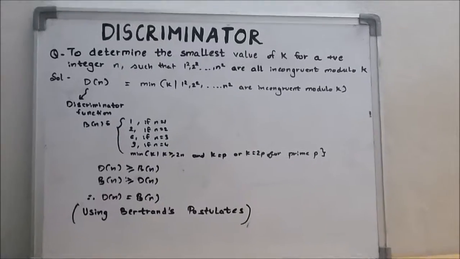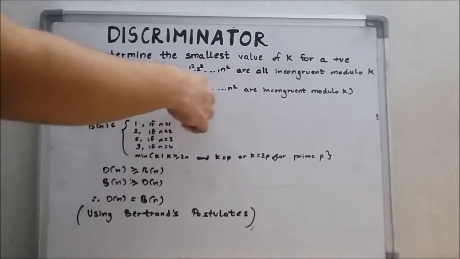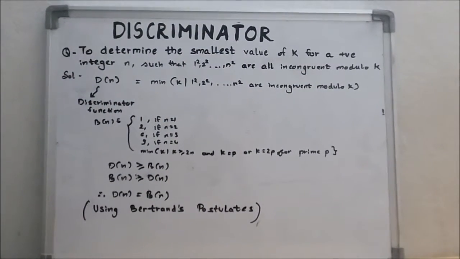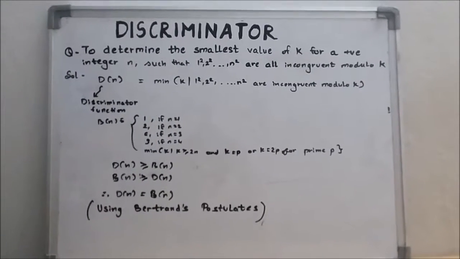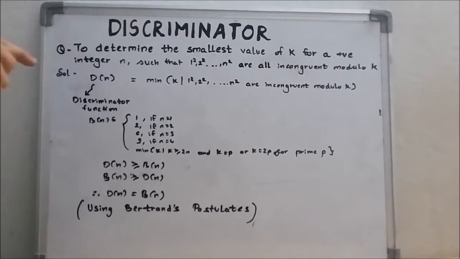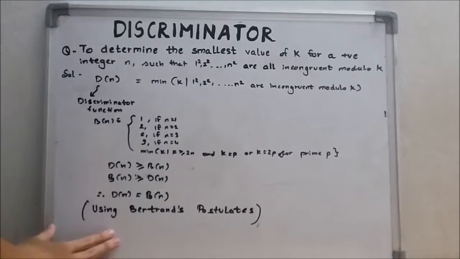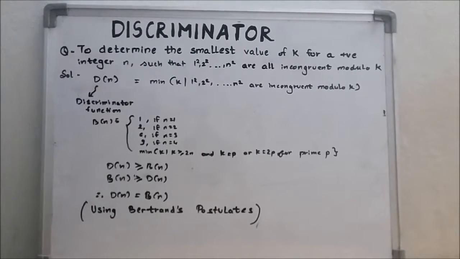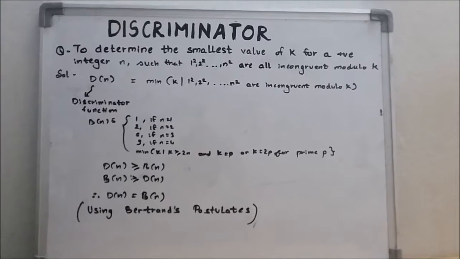We use the discriminator function. The discriminator function is the minimum k such that 1 squared, 2 squared, to n squared are all incongruent modulo k. Here we also consider another set d_n which is shown as such. Now we use d_n greater than or equal to b_n and b_n greater than or equal to d_n. Hence we come to the conclusion that d_n equals b_n. All this is done using Bertrand's postulates, which helps in finding the square roots of very large numbers in shorter time.